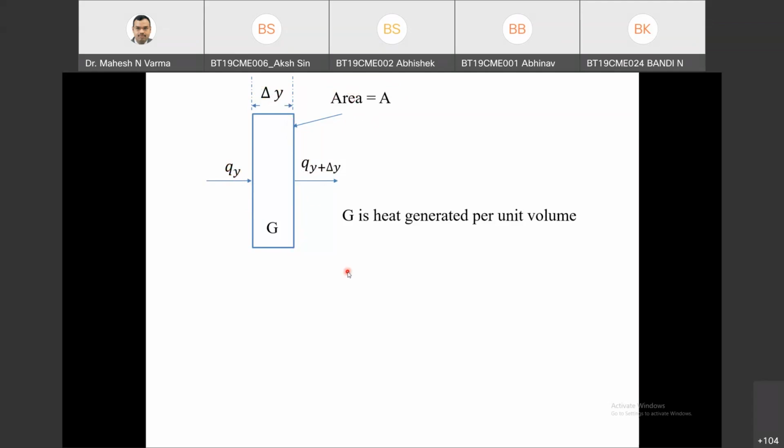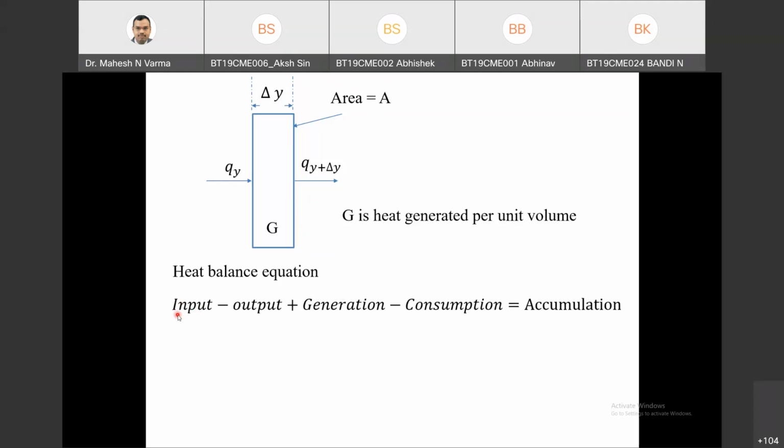Now I can take the heat balance. What will be the overall heat balance? Rate of heat input minus rate of heat output plus generation minus consumption plus accumulation equals 0. Here consumption is 0 and accumulation is 0 because it is steady state. So input minus output equals generation. Rate of heat input minus rate of heat output equals generation.